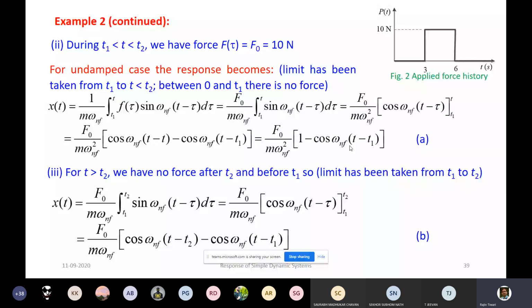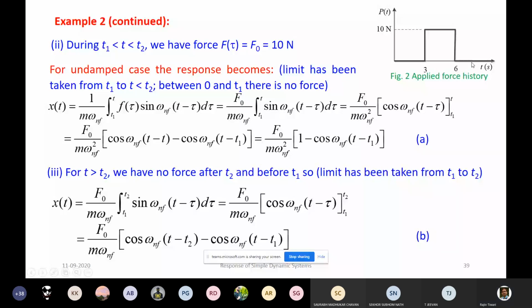Then what happens after 6 seconds? After 6 seconds, t is greater than t2. So here, we have no force after t2, and before t1. So the limit has been taken from. So only force, if I'm talking about, let us say if I want to obtain the response at 7 seconds.